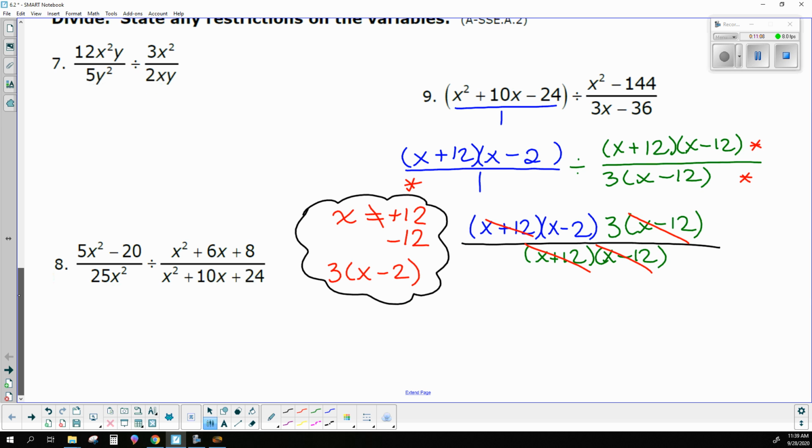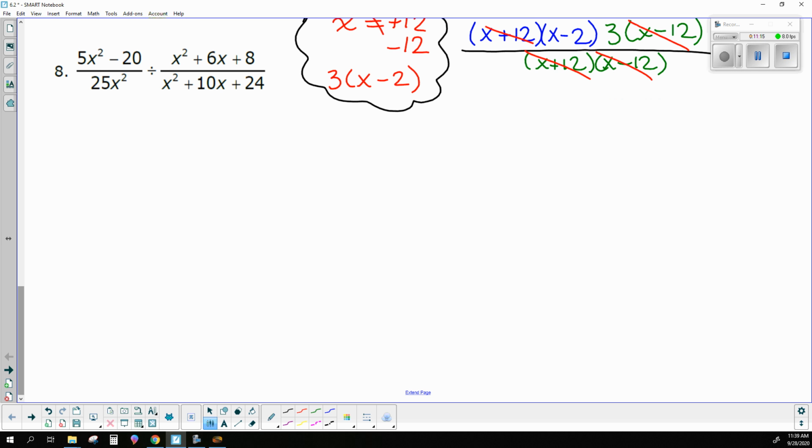Let's try one more of those. Let's extend our screen here and do number 8. We're going to start by factoring our first one. Keep in mind, that's going to break down again, right? That is not factored as far as it can go, so you're going to end up breaking that down eventually.